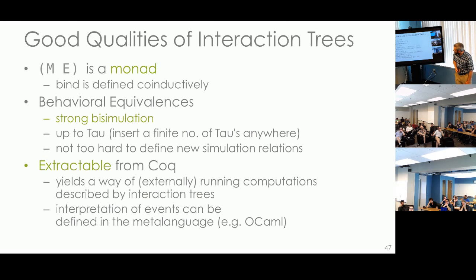So why do we like these? Well, it's a monad, so that's great. It has some nice notions of behavioral equivalences that are very connected to the kinds of simulation proofs we were doing in the original Vellvm. So you can define strong bisimulations and weaker bisimulations up to tau, and it is also extractable, in the sense that you can extract this to good code that you can run from Haskell or from OCaml to get interpreters and things like that.